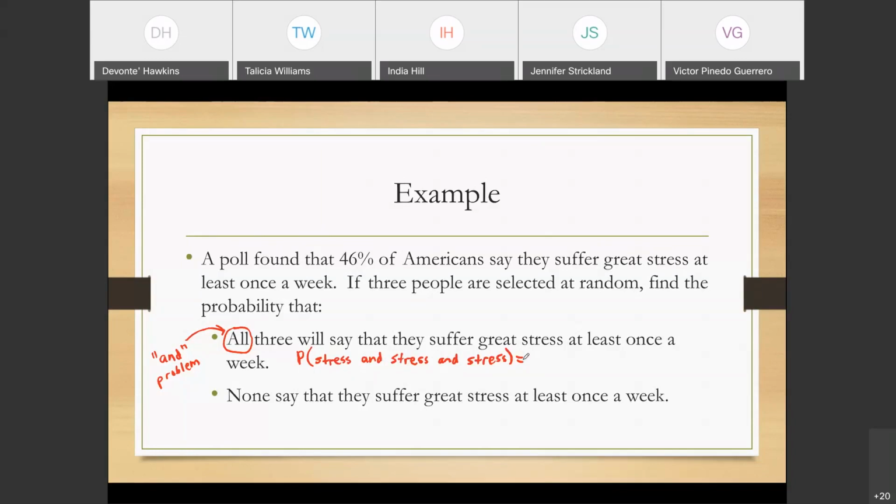Okay, so my formula is just going to expand out, and we want the probability that the first person says that they're stressed, times the probability that the second person says that they're stressed, times the probability that the third person says that they're stressed. So again, we're just breaking this up and putting the multiplications in between.